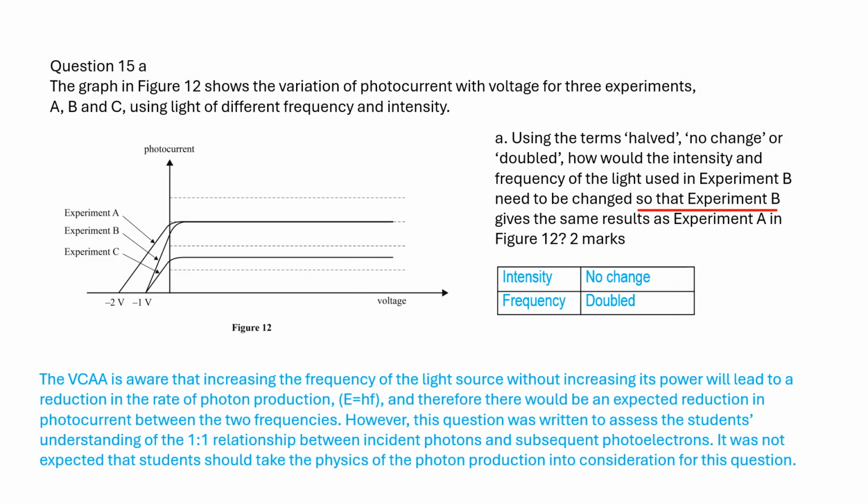Compare experiments B and A. Identify the intensity and frequency of the light in B that needs to be changed so that B gives the same results as A. The photocurrent of B is the same as that of A, so B's intensity should remain. However, the stop voltage of B is half of A, so the frequency of B should be doubled if they have the same magnitude of stop voltage.